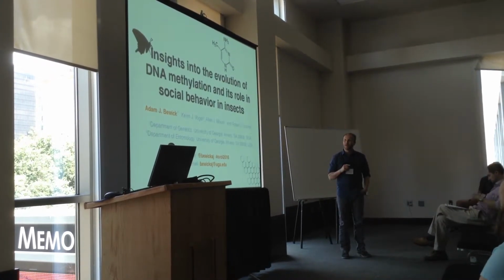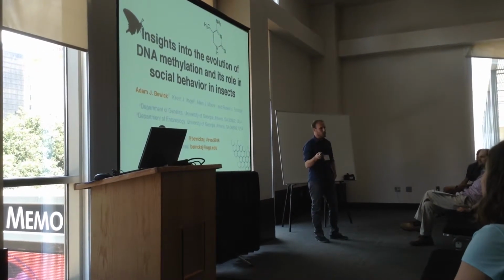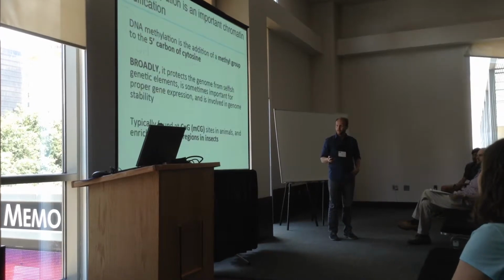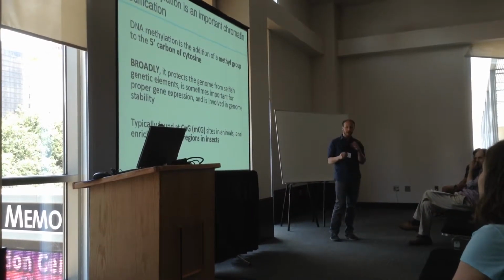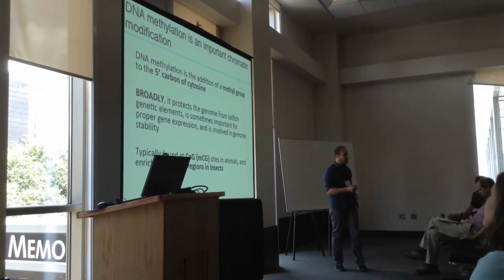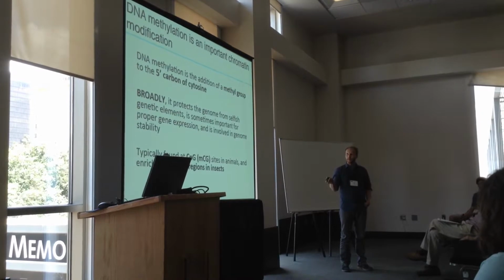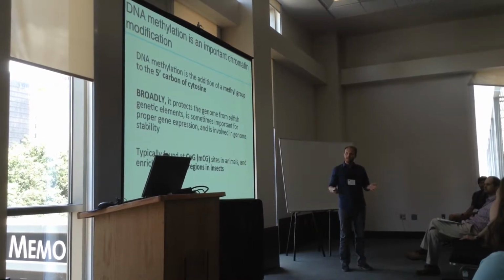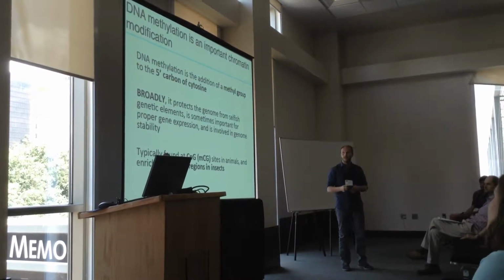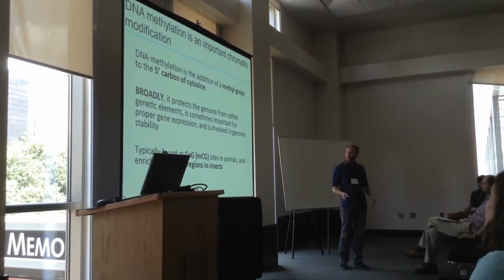Excited to talk about my recent work looking at DNA methylation in insects and its role in social behavior. For those of you who don't know anything about DNA methylation, a quick crash course. It's a chromosome modification: the addition of a methyl group onto the 5' carbon of cytosine. Broadly, this modification protects the genome from altered genetic elements like TEs or other repeats.